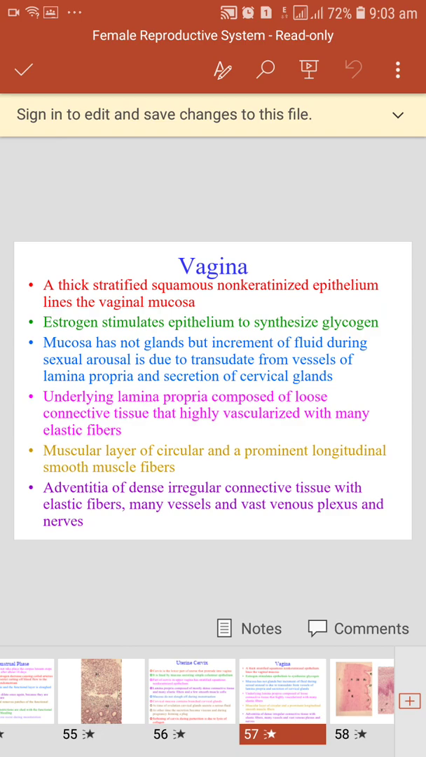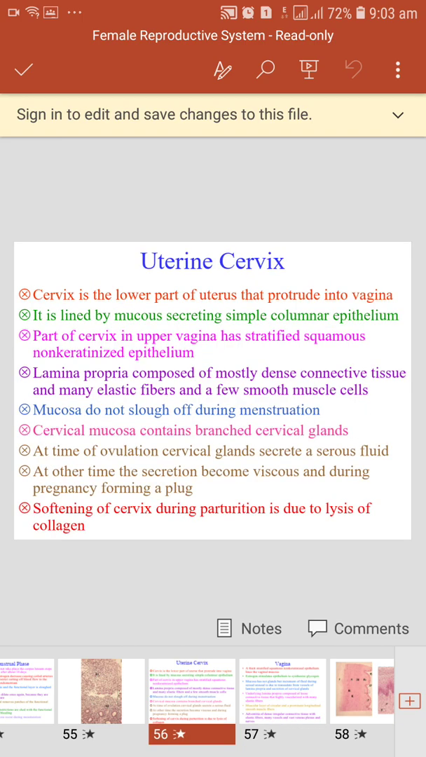Underlying this, the lamina propria is composed of loose connective tissue that is highly vascularized with many elastic fibers. The muscular layer has circular and prominent longitudinal smooth muscle fibers. The adventitia is dense irregular connective tissue with elastic fibers, many vessels, a vast venous plexus and nerves.